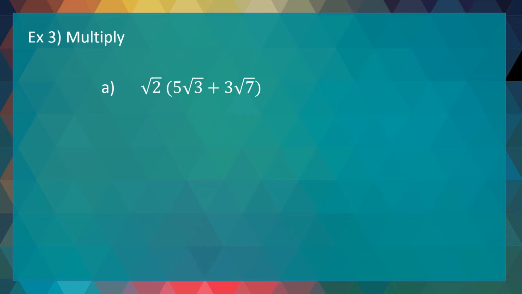Example 3 A. We have the square root of 2, parenthesis, 5 square root 3 plus 3 square root 7, close parenthesis. This one's a little different. It's the first problem that actually involves a plus or minus sign. So what I want you to notice is, look inside the parentheses. How many terms do you see? Well, it turns out we have 2 terms. And we will need to distribute to each of those terms. So the first term is 5 square root 3, and the second term is 3 square root 7.